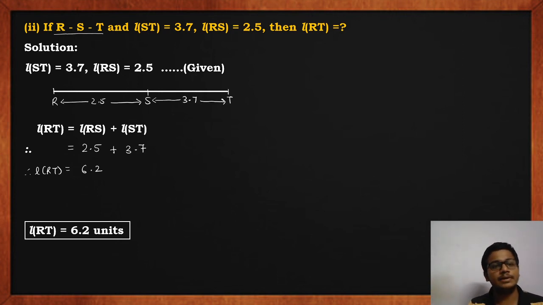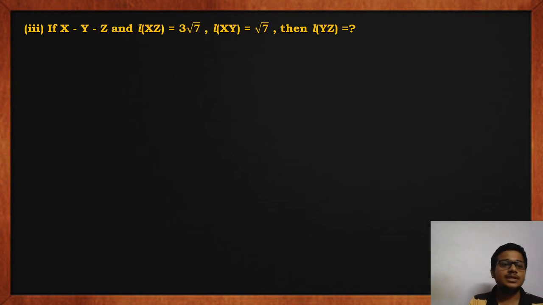Now we move to sum number 3. Sum number 3 says if X-Y-Z and length XZ is 3 root 7, a very dangerous number as of now, and length XY is root 7, then find length YZ. Now as of now you all have not learned the chapter of real numbers. So just remember that 2 root 7 can be added. If there is no number beside root 7, then you all can write it as 1.